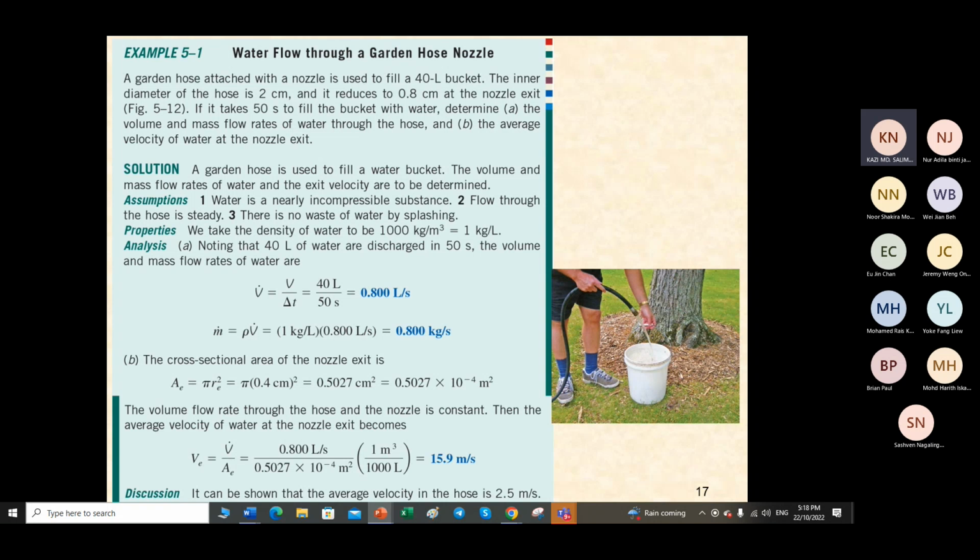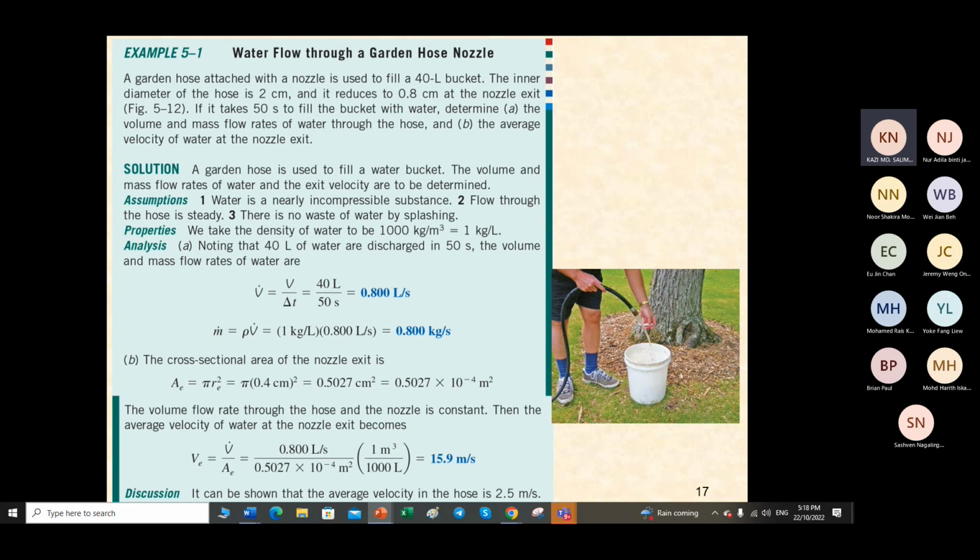So in this case, the volumetric flow rate will be the total volume, 40 liters, divided by how many seconds it flowed. They said 50 seconds, so we get this many liters per second. Mass is equal to rho times V. The density is 1000 kg per meter cube, that is 1000 kg per 1000 liters, which is 1 kg per liter. With it, the mass flow can be calculated.